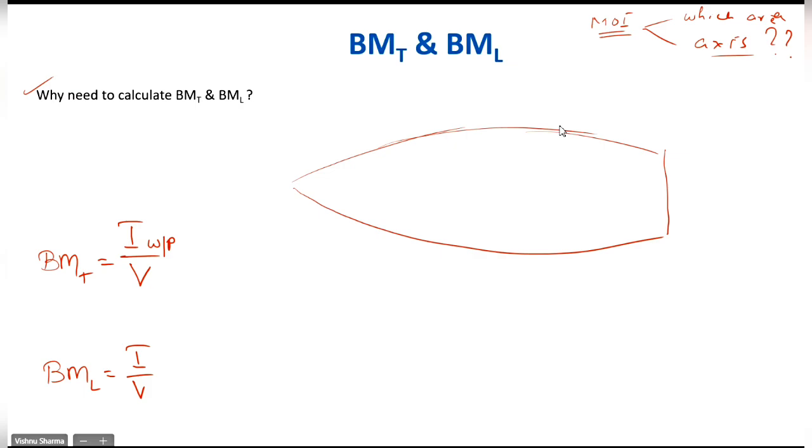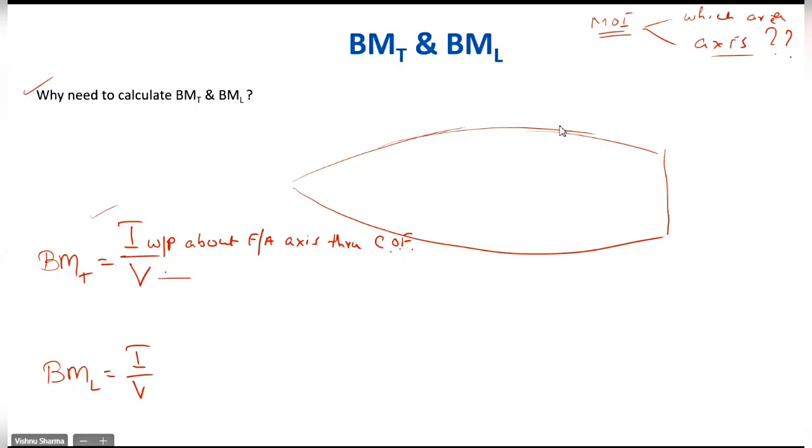About which axis? About the fore and aft axis through the geometric center of the water plane, and the geometric center of the water plane we know is called the center of flotation. So the numerator is the moment of inertia of the water plane area about a fore and aft axis passing through the center of flotation. Now the numerator is clearly defined.